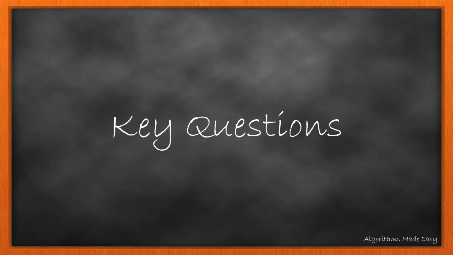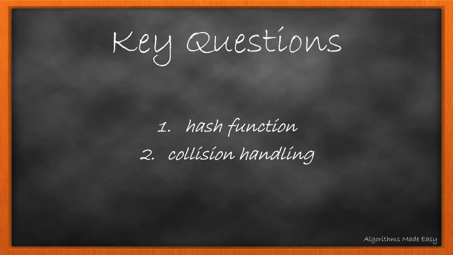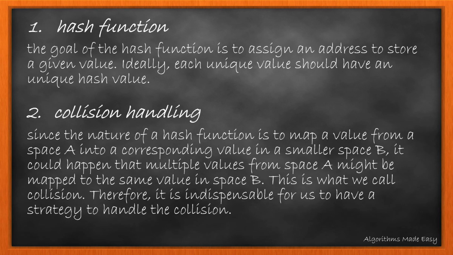For any hash-based data structure, there are two questions that need to be addressed. First is the hash function and second is the collision handling. Let's see what each of the two means. Hash function is used to assign an address to store a given value. Ideally, each unique value should have a unique hash value.